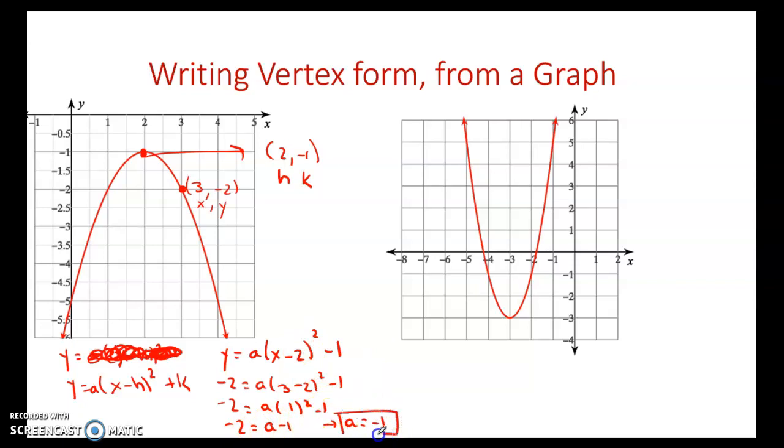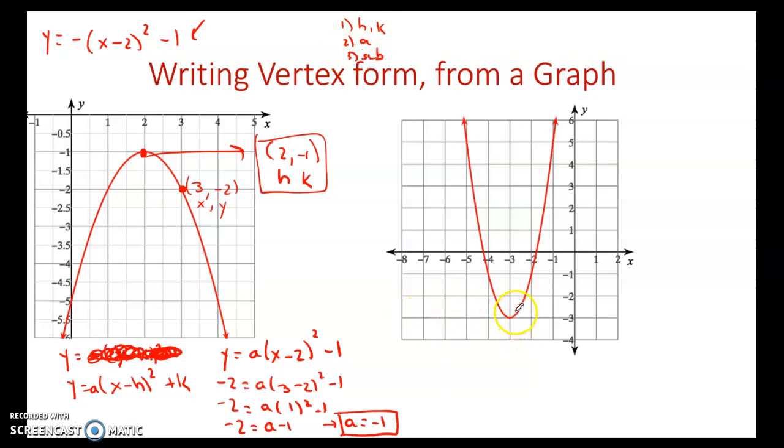So now we have our h, we have our k, and we have our a. So my final equation, I'll put it up here, is going to be y equals -1, we don't have to put a 1 there, times x minus 2 squared minus 1. So that's my final answer. In order to get this, you have to find your h and k, you have to find your a, and then you have to substitute back in.